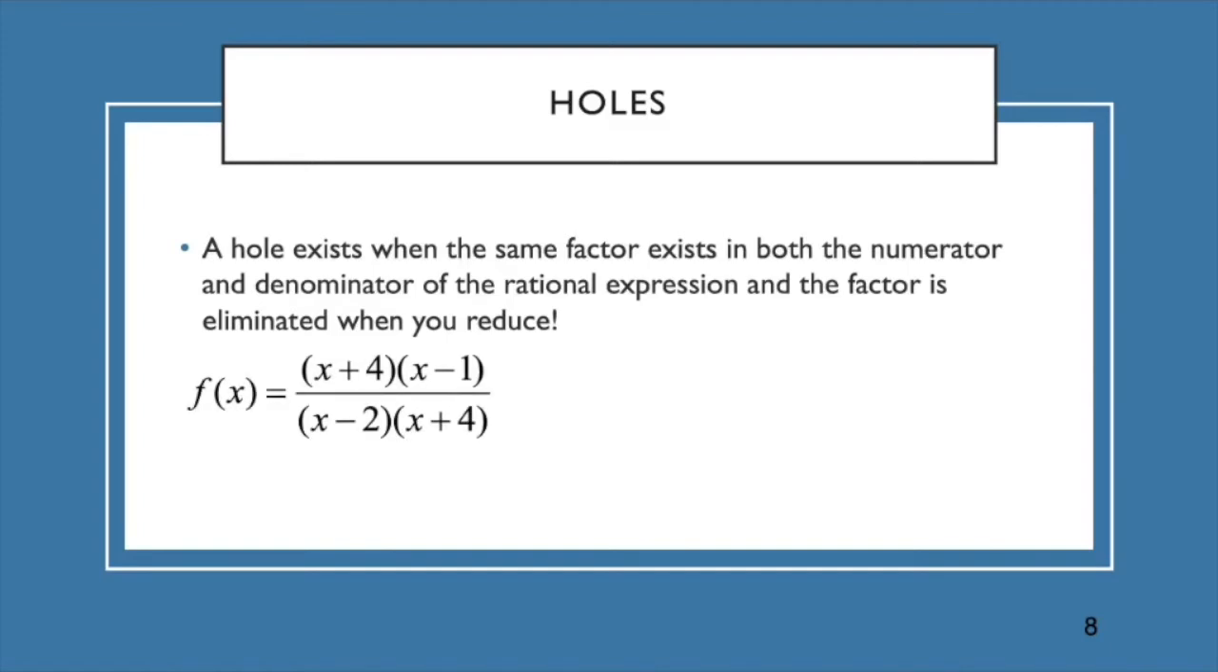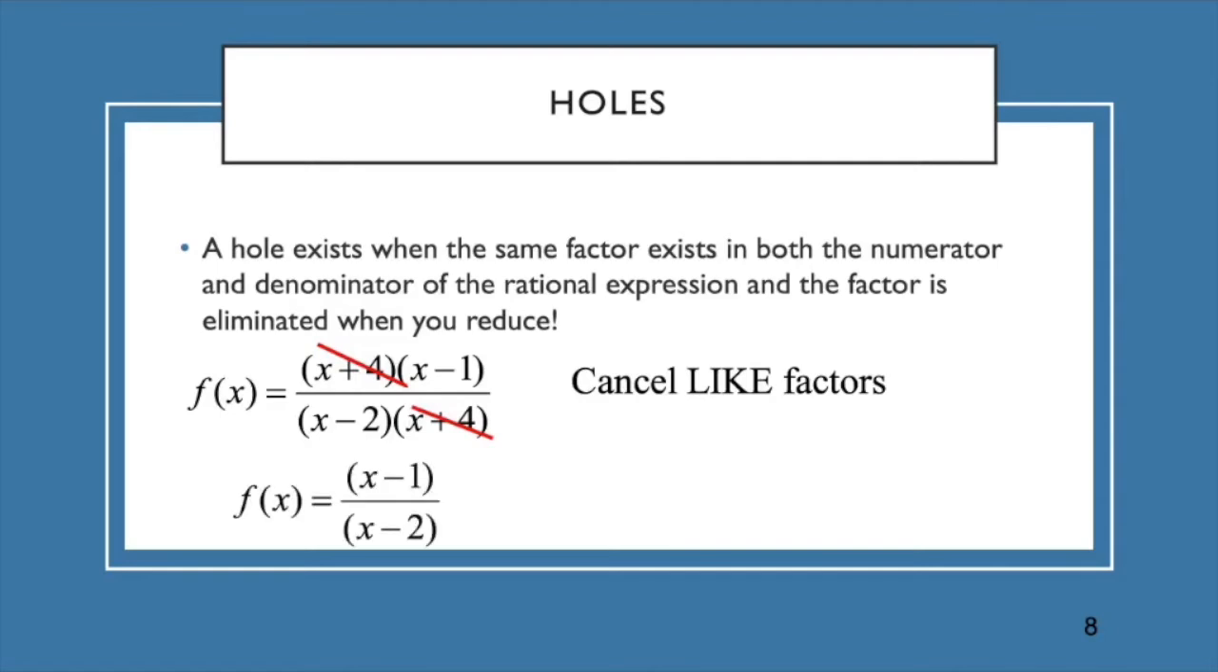If I had a function that looked like this, up here in our definition it says a hole exists when the same factor is in both the numerator and denominator of a rational expression. Is there a factor that's in both of them? Which one? X plus 4. So what can I do with that x plus 4? I can cancel them out. So there will be a hole at the x plus 4. So there is a hole at x equals negative 4. How did I get the negative 4? Because you took it out and solved for x. That's right. I set that part equal to 0 and solved for x.